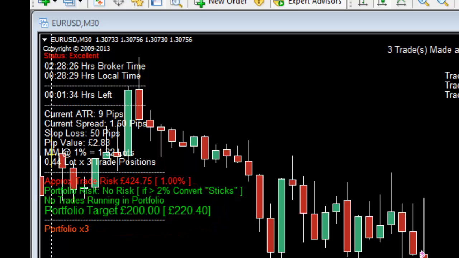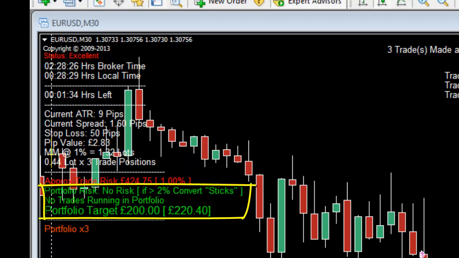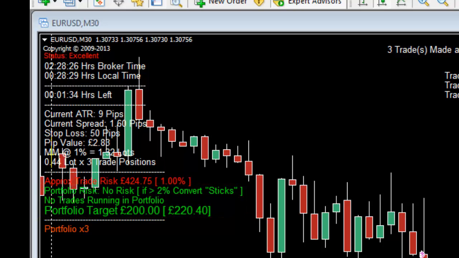So the major part of the profit was made with the pound US dollar, with the euro US dollar chasing behind. As you can see, all of the trade lines for the portfolio are green, which indicates that not only is the trade in profit, but also that the target was hit as well.